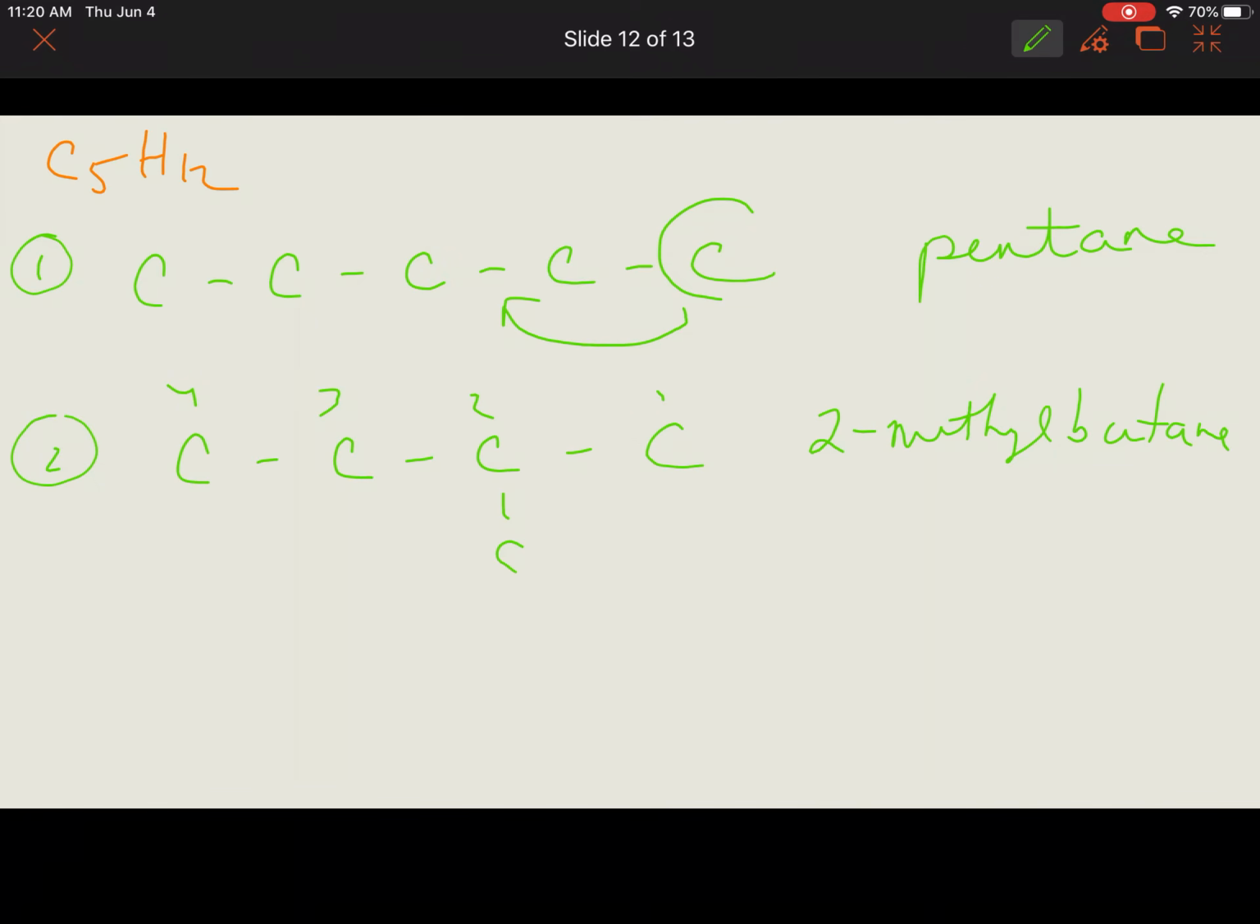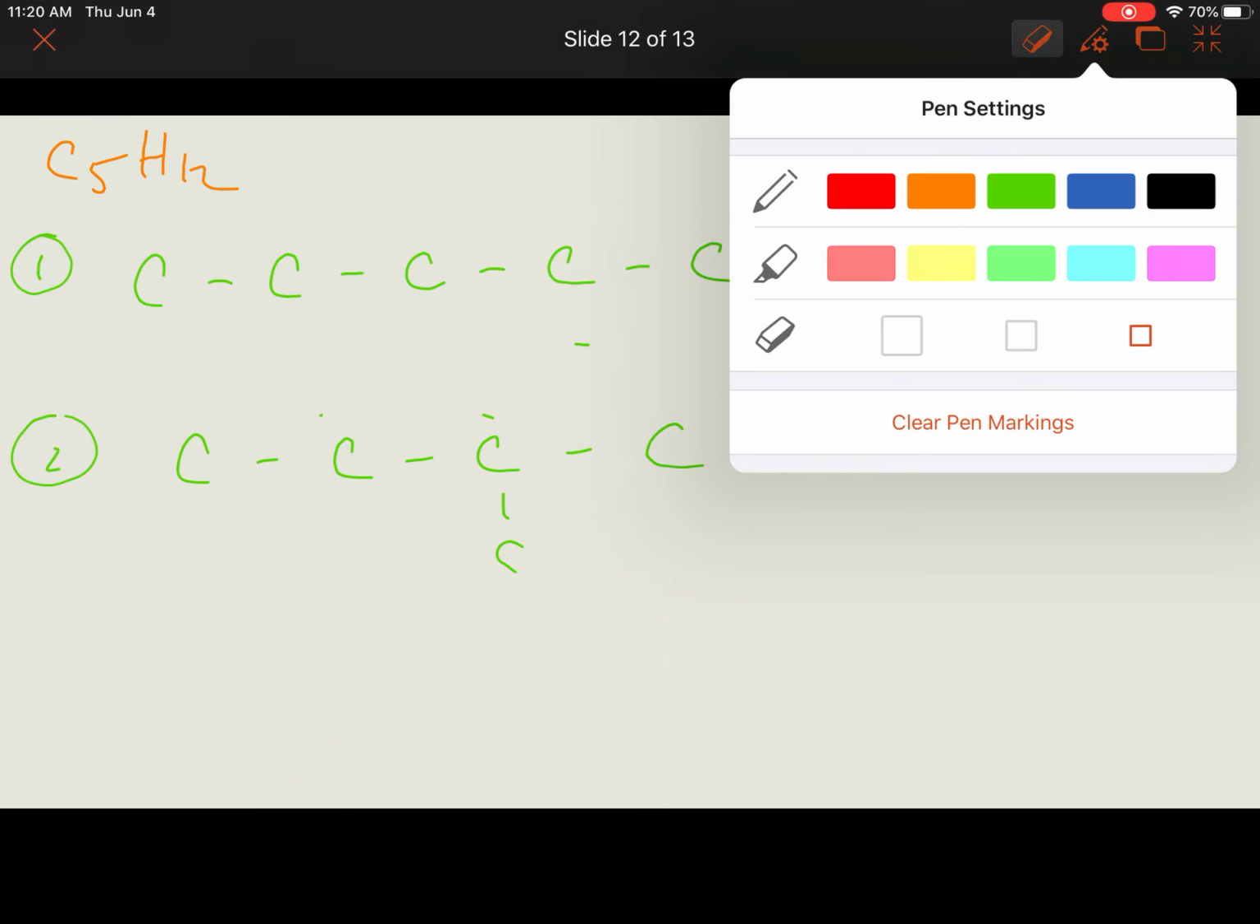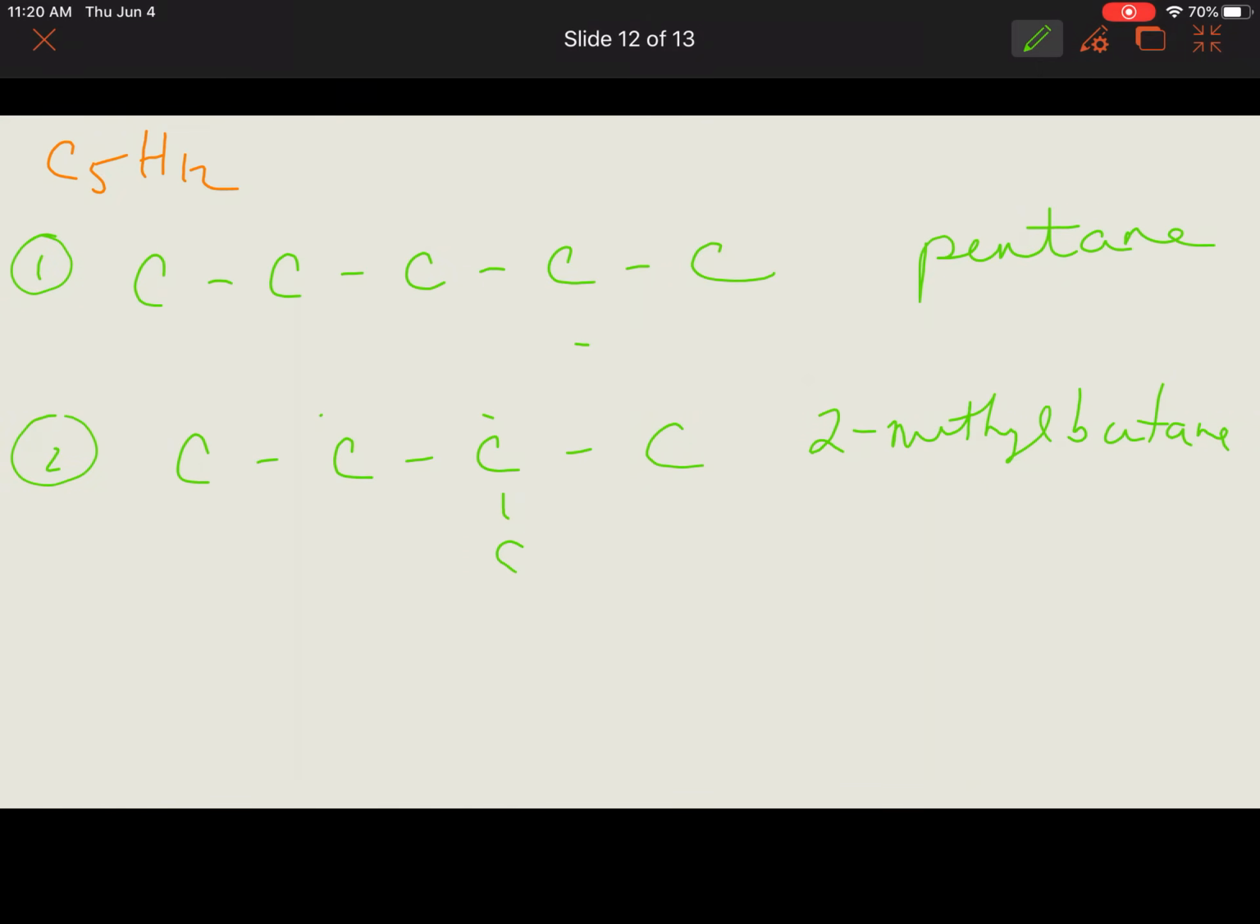So 2-methylbutane. Looking at that, I would start my numbering from here. Okay, hold on, let me get rid of those. Actually, I'm going to get rid of that too. Okay, so now we need to find our third one.